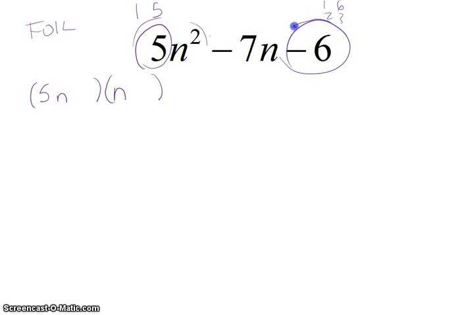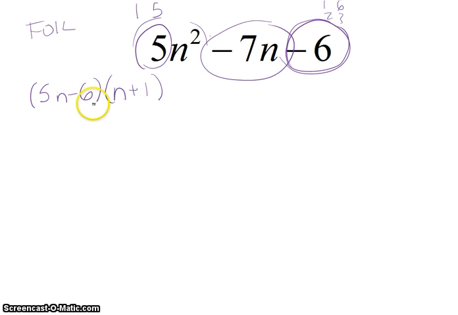So now all I'm experimenting with are 2 numbers that when multiplied will give me -6, but when I use the FOIL method will give me -7n as my middle term. So let's experiment. I know if this is negative that 1 has to be negative and 1 has to be positive. So let me try a -6 here and a +1 there, because -6 times 1 will give me -6 and it will give me my last term. And I know 5n times n gives me my 5n squared. So all I have to do now is FOIL it and see if I get to -7n.